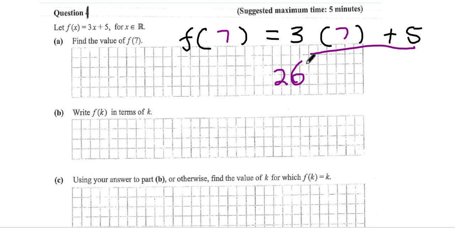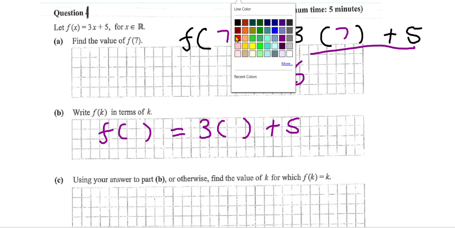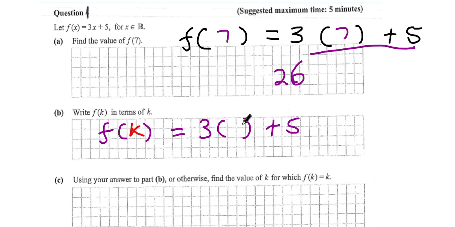Okay, 26. Now, write f of k in terms of k. Well, same deal again. Instead of x, what do I have? Anybody? Instead of x, we have k. So all I need to do is replace x with k. And the answer is 3k plus 5.